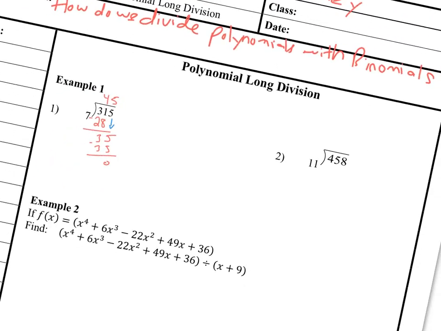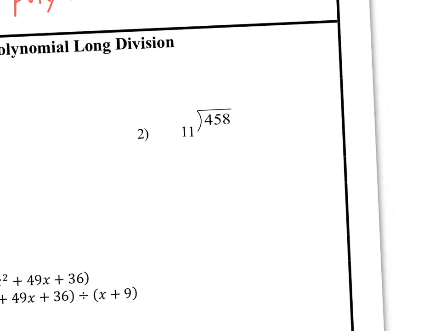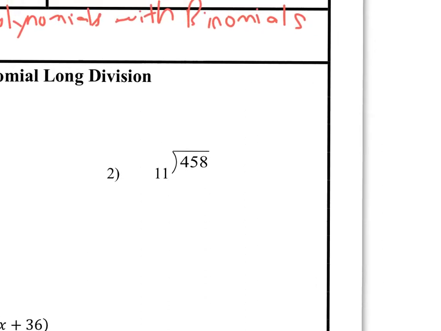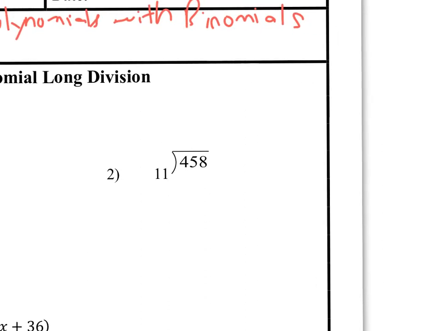Okay, another question. Oops, that didn't work out so well. Okay, we're going to divide 458 by 11. I apologize, it looks so funky there. I think it looks better on your actual paper, but for some reason here it didn't copy so well.